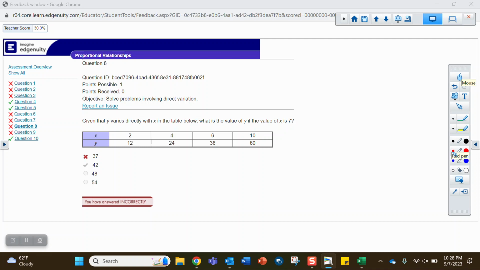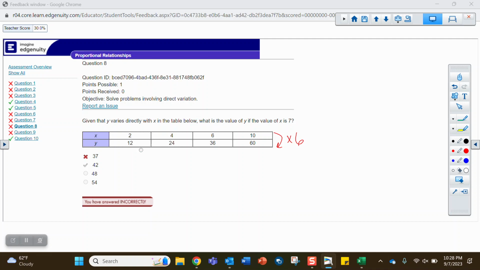Question 8: given that y varies directly with x in the table, what is the value of y if the value of x is 7? So what we can find out here is that 12 over 2 is 6. So you're trying to find the multiplier. What do you multiply the top row by to get the bottom row? And so we're multiplying everything by 6.